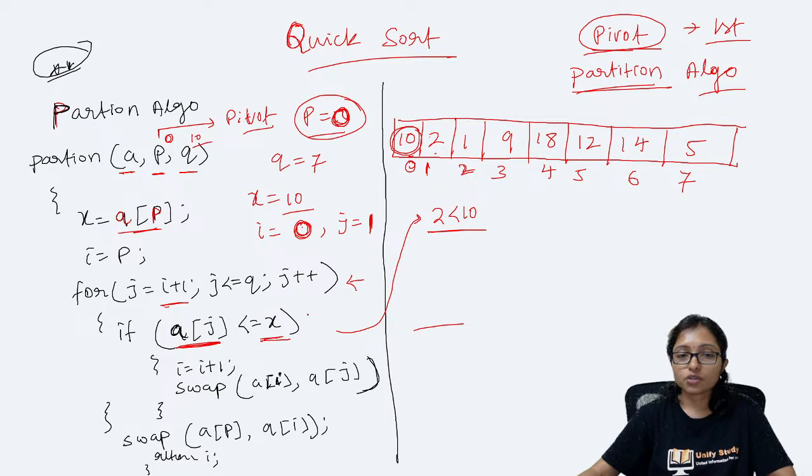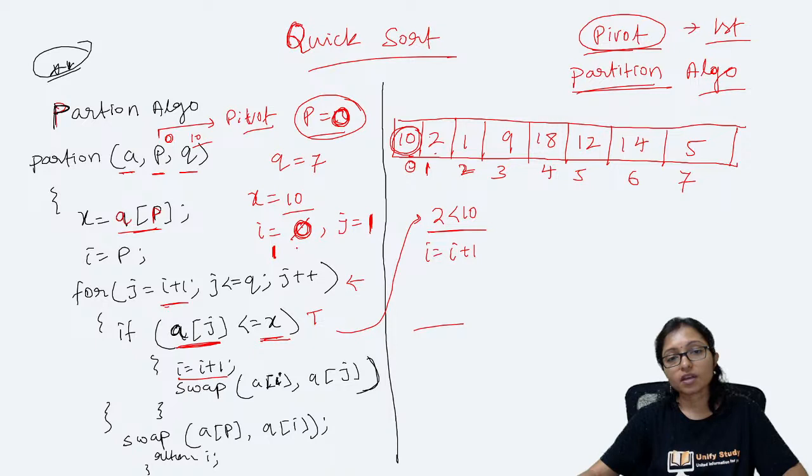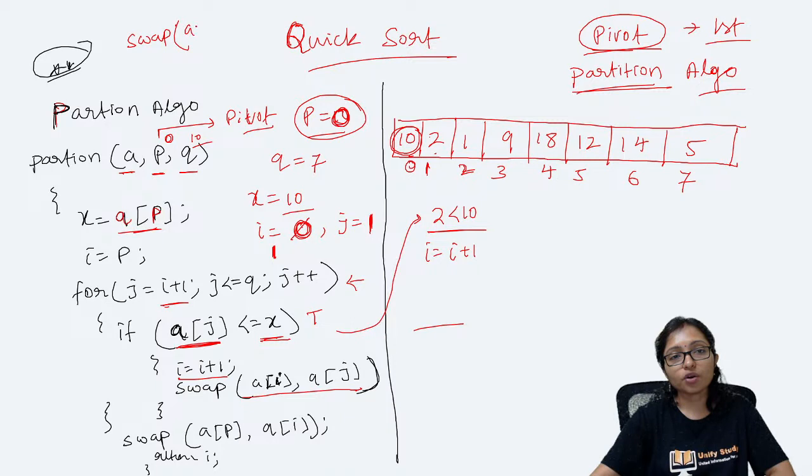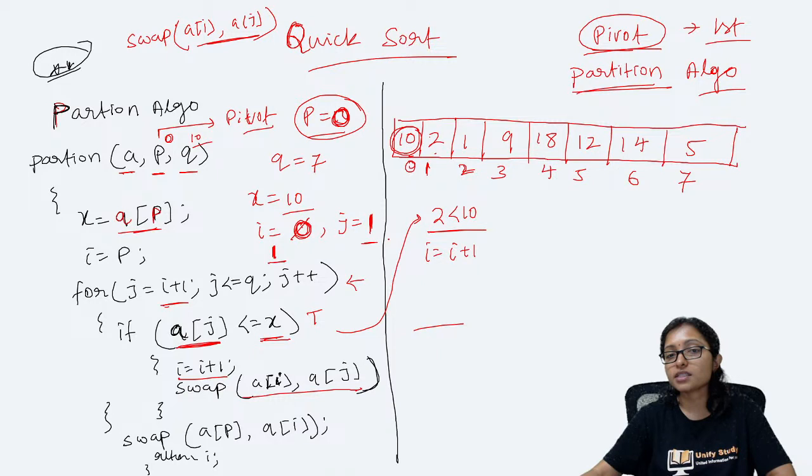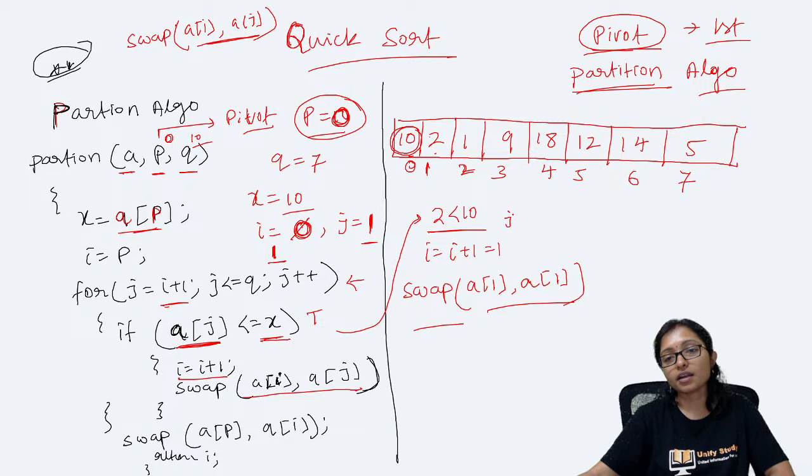As the statement is true, I will do I equals I plus 1. Means I value is updated to 1 now. And what am I doing? Swap between, very important, check what the swapping is. Swapping is going on between AI and AJ. I is 1, J is also 1. So ultimately swapping is going on between A1 and A1.